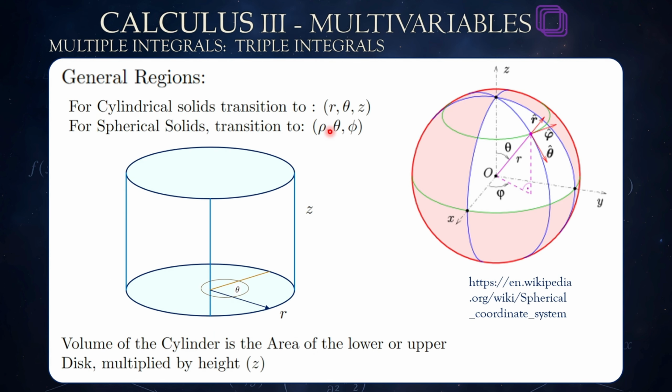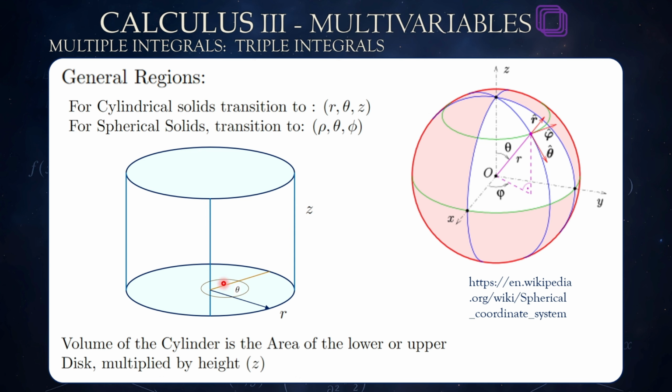Triple integrals over general regions. So for cylindrical solids, the transition is to r, θ, z. For spherical solids, the transition would be to ρ, θ, and φ, where θ is the angle that is changing on the xy horizontal plane, and φ is the angle changing on the vertical plane. So given this sphere, you notice that actually it is inverted here. So θ should be between x and y, and φ between x and z.